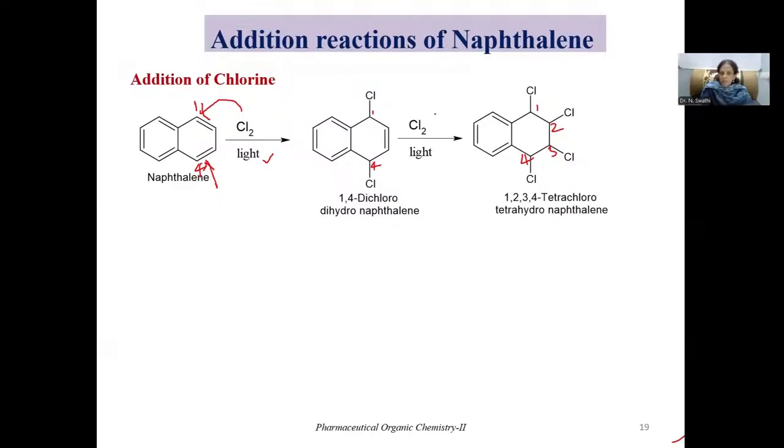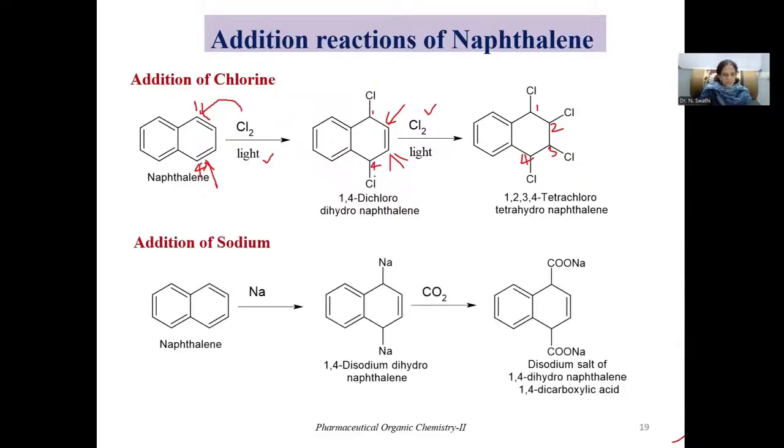Now, when the resulting compound is further chlorinated in the presence of light, in the next step the chlorine attaches to the 2nd and 3rd positions also. As a result we will be getting chlorines attached at 4 positions, 1, 2, 3, 4. That's why it is known as 1,2,3,4-tetrachloro-tetrahydronaphthalene.